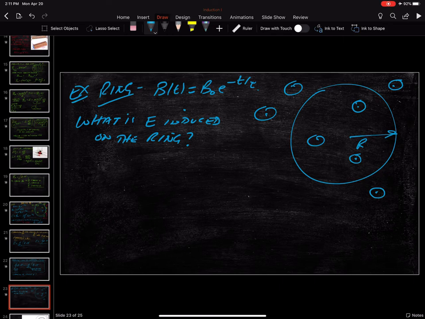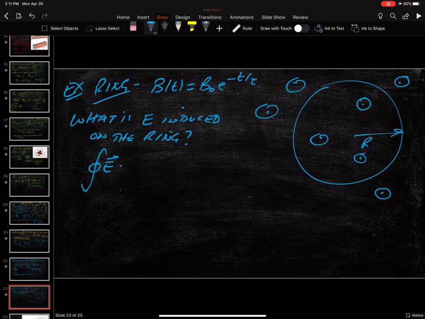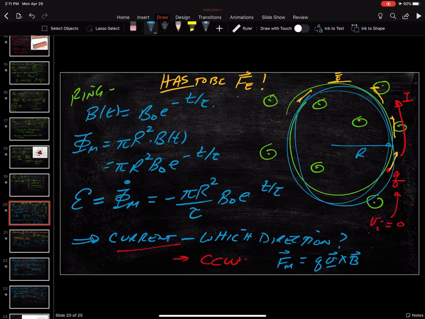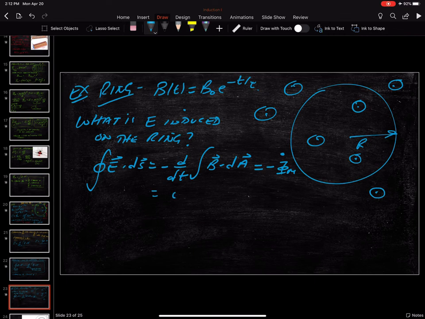Well, from Faraday's law, this should be integral E dot ds is equal to minus d/dt integral B dot dA. I know what this side is. This is equal to minus d/dt, my minus phi m dot. I did that problem here, so I just multiply this by a minus sign. This should be pi r squared over tau times B0 e to the minus t over tau. I think that's right.